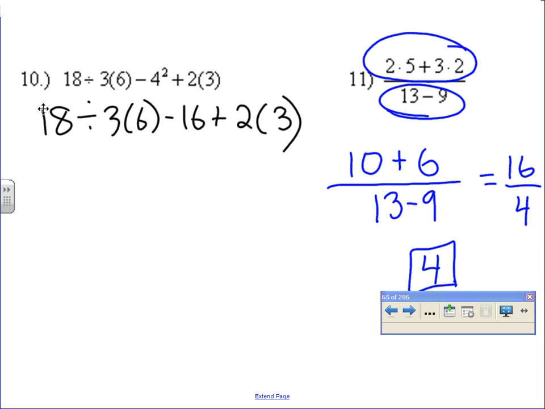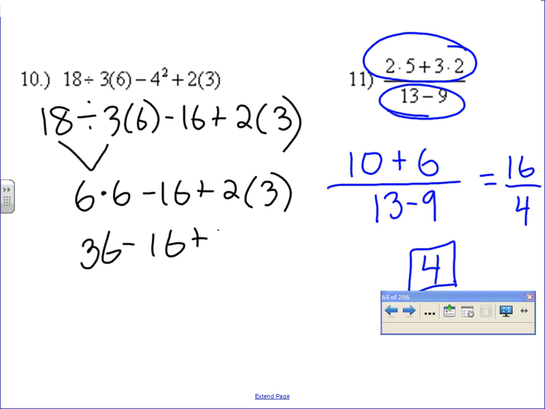Okay, now what? This is a little tricky. Alyssa, now what? Good. You need to multiply and divide from left to right. 18 divided by 3 is 6. So we now have 6 times 6, which you could also have in parentheses. Drop down the minus 16 plus 2 times 3. Good job, Alyssa. That was the confusing part. Adam, what's the next step? Good. So we have 36 minus 16 plus 2 times 3. Emma M? Good. So 36 minus 16 plus 6.